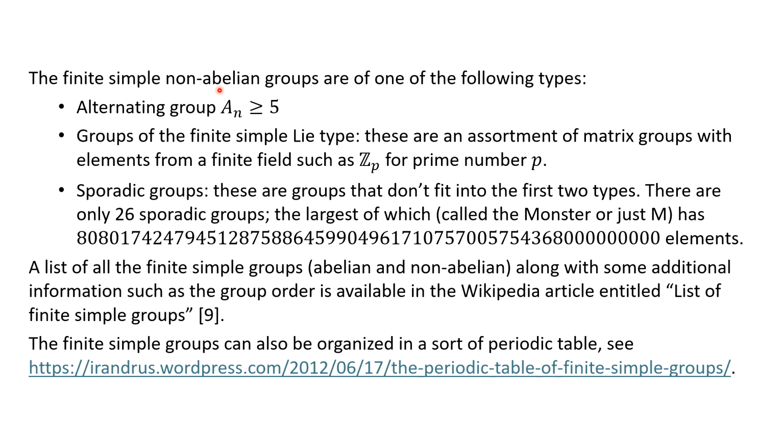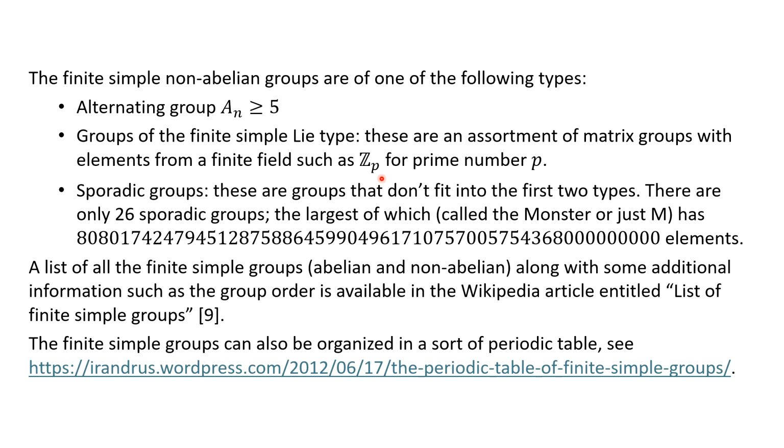The finite simple non-abelian groups are one of three types. And this was the hard part to prove. They're the alternating groups, A sub n, where n is greater than or equal to 5. Groups of finite simple Lie type. These are an assortment of matrix groups with elements from a finite field, such as the integers mod P, where P is prime. And then the difficult ones, and I find this fascinating, the sporadic groups. These are groups that don't fit any of the first two types.